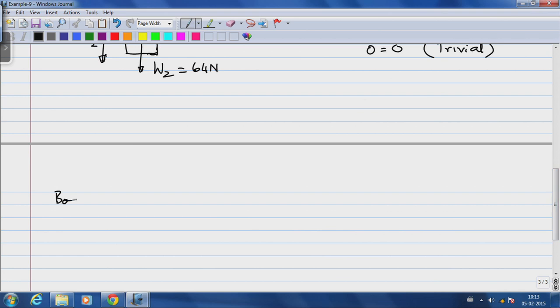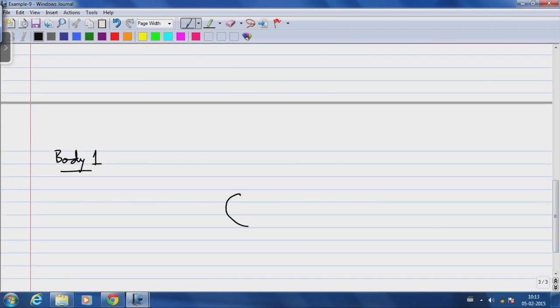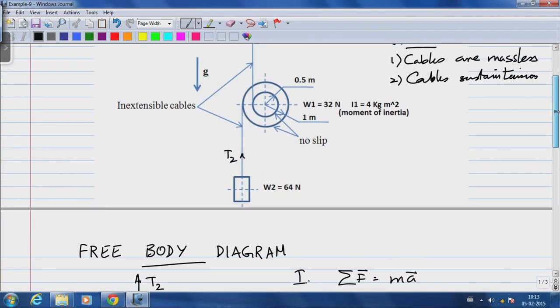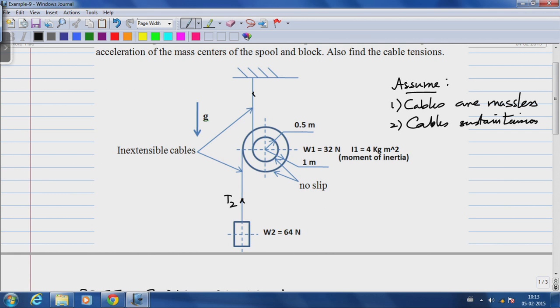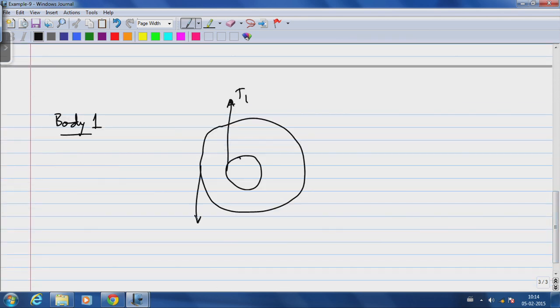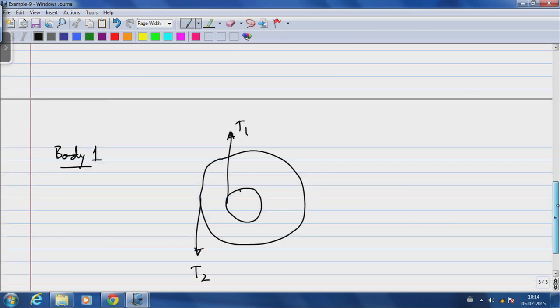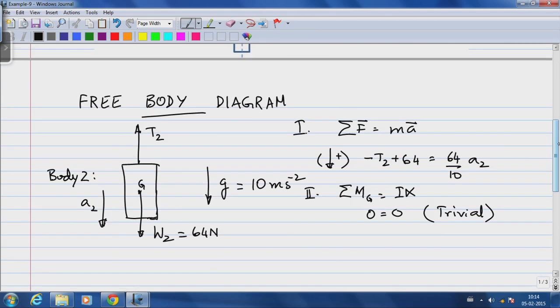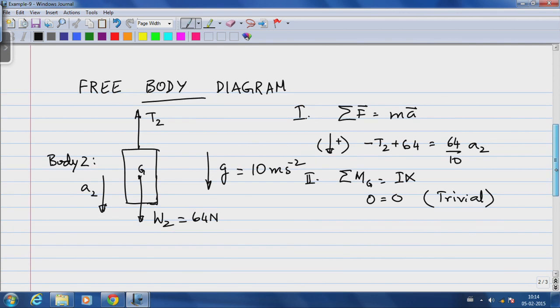So now for body 1, which is our spool, it's slightly more complicated. Let us draw the spool. The spool has an inner cable. This has a tension T1, and the tension in the outer cable has already been designated as T2. So there is a force T1 that acts here, there is a force T2 that acts here. Just to make a point clear, T2 in general is not equal to W2 because the acceleration of this body is non-zero.